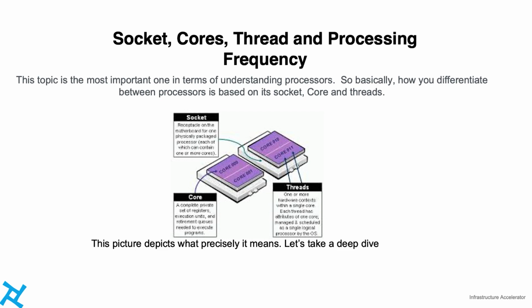So just to give you a basic understanding, what you are seeing in this photo here are two processors. Or rather, the bottom layer here is a socket. On top of it is a processor, and within that processor there are two cores. Now this is another socket, this is a processor, and these are the two cores within that processor. Let's take a deep dive into it.